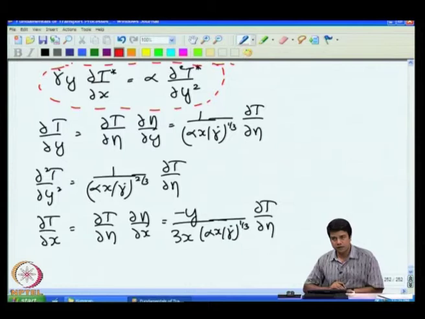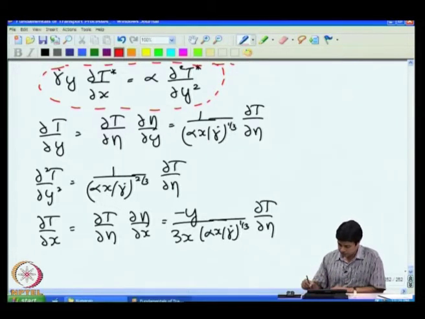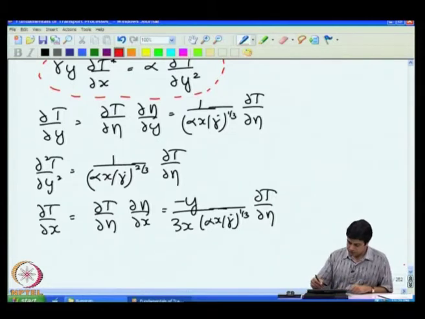Okay. And then we have to get a solution for this differential equation. If what we have done here is correct, then when I substitute this into that differential equation, I will end up with an equation in terms of eta alone. It should not depend separately on x and y. The final equation should depend upon eta alone. So, what do you get when you substitute this?